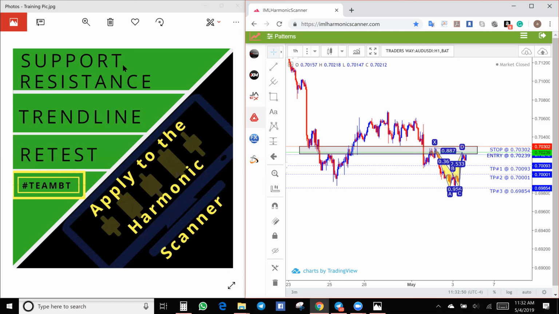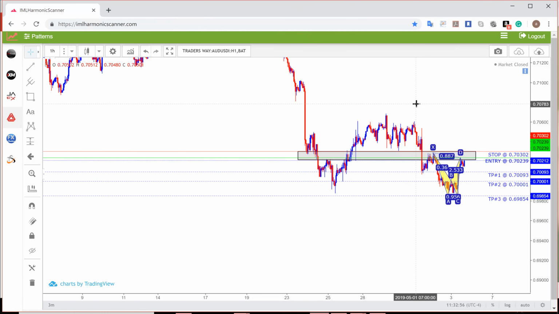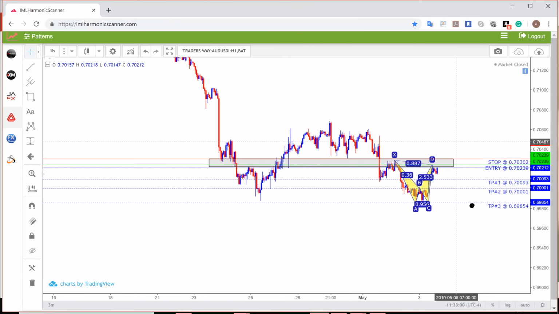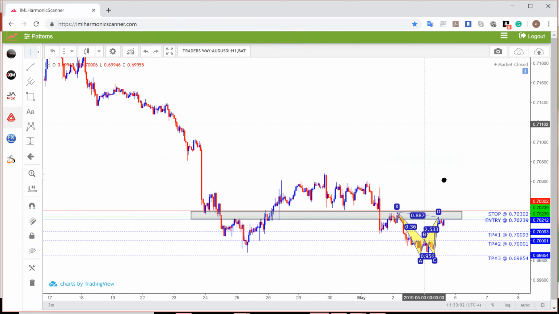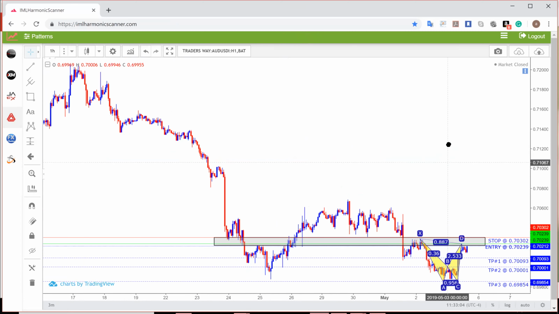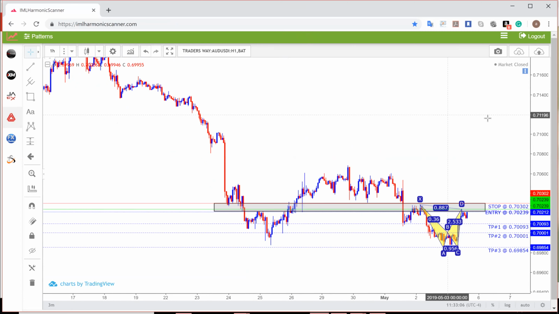So this is what we're going to look for. I'll just switch between it from time to time. So we have support and resistance. Let me know if you guys agree that this is our support and resistance zone. This gray box. Good. So support and resistance identified.